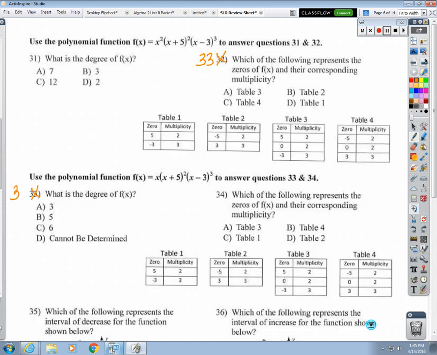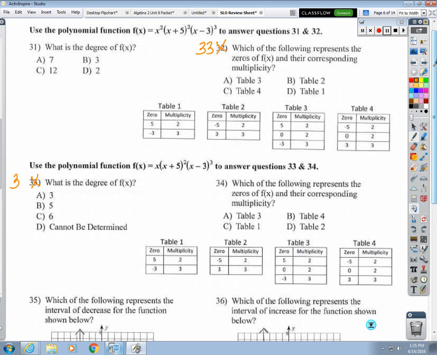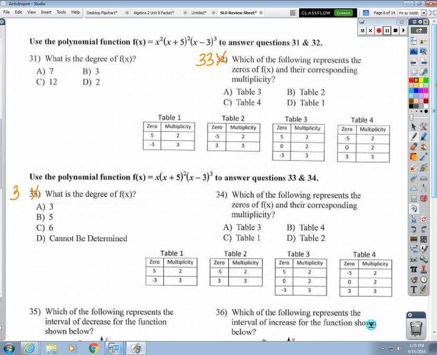Okay, what number are we on? 31? What is the degree of f of x? Okay, what's the degree of that polynomial? A, 7. 2 plus 2 plus 3 is 7.